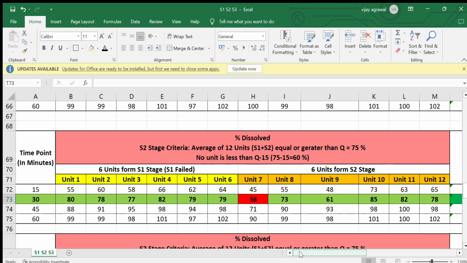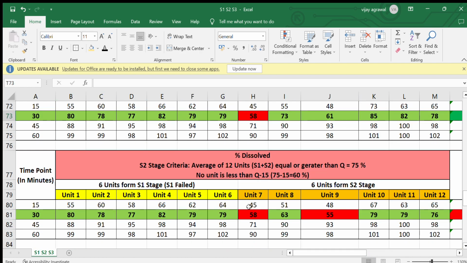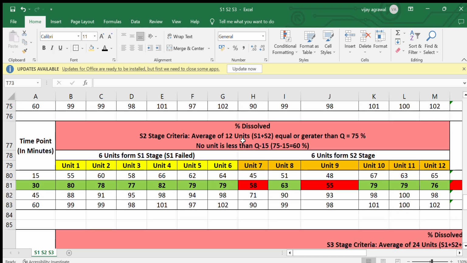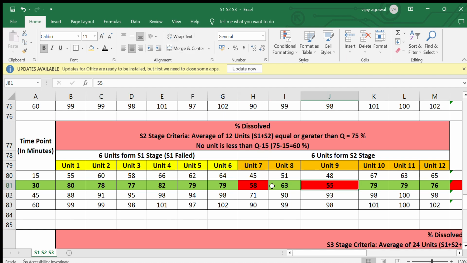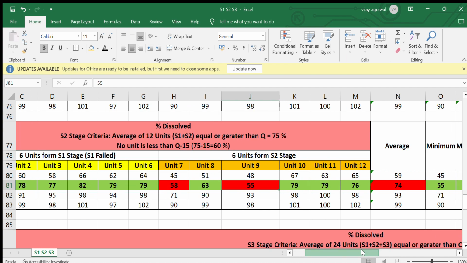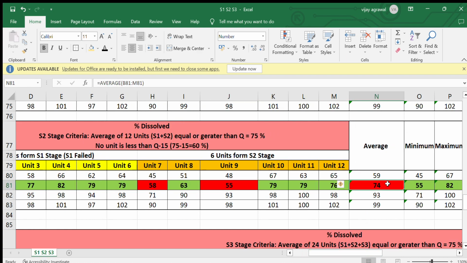See, take another example of failure of the S2 stage. Now once again we will see the criteria of S2 stage. Average of 12 units is equal to or greater than 75%. No unit is less than Q minus 15. That means 75 minus 15 will give you 60%. Here 2 units are below 60%. In example 1 it was 1 unit, now it is 2 units. And because of this the average is also failing.